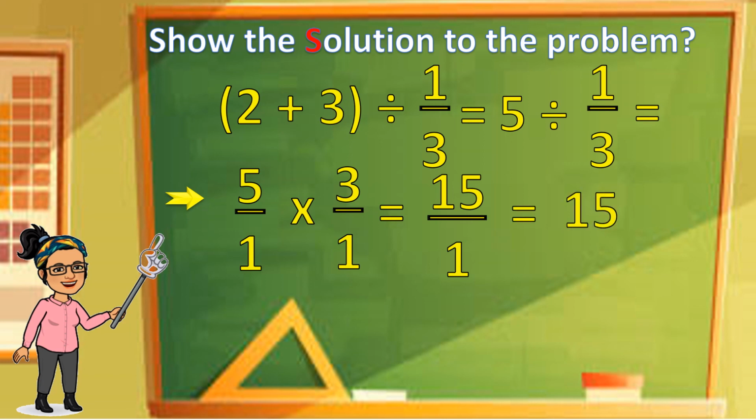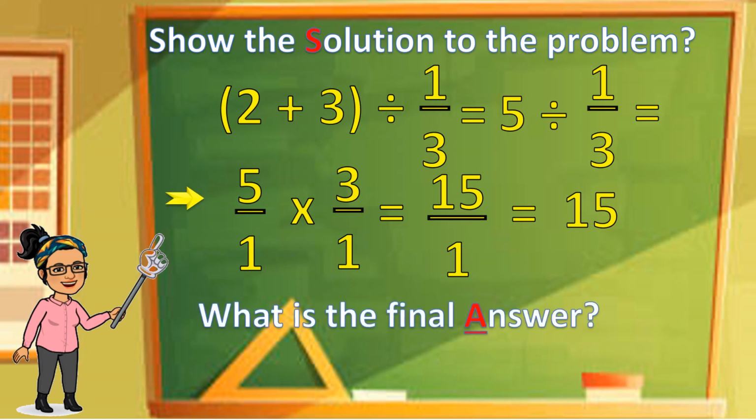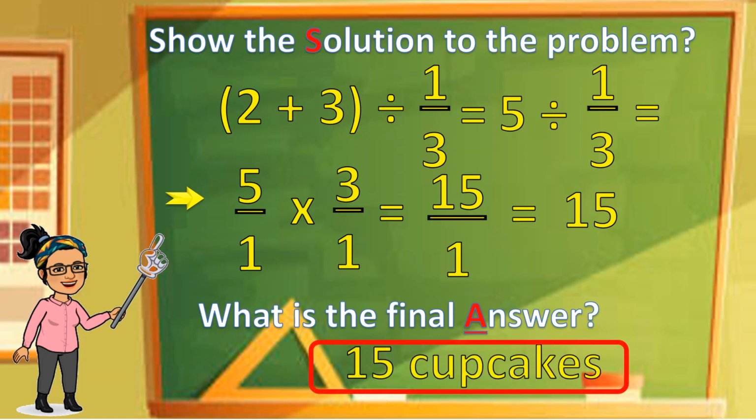So for our final answer, we have to put a label. For our A, it stands for answer. So what is the final answer? The final answer is 15 cupcakes. Did you get that? Okay, good job.